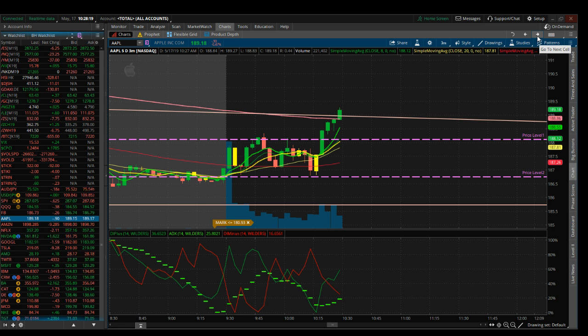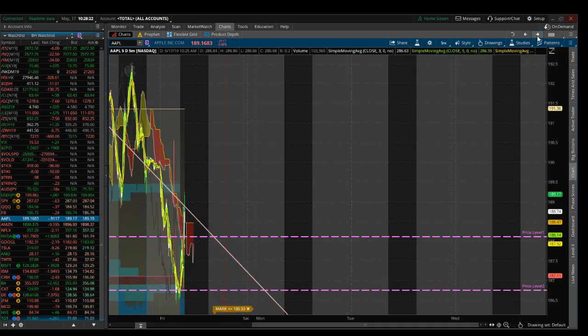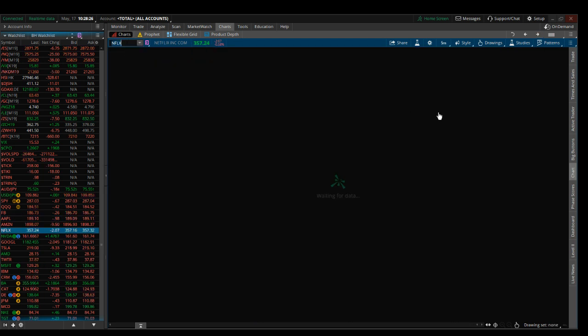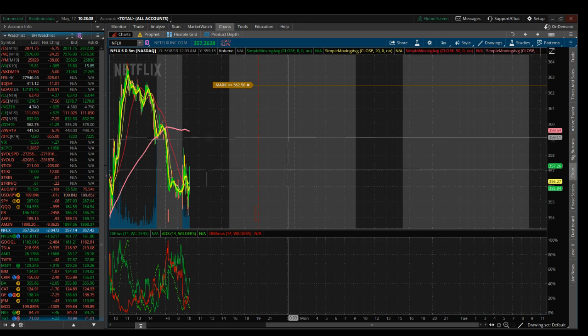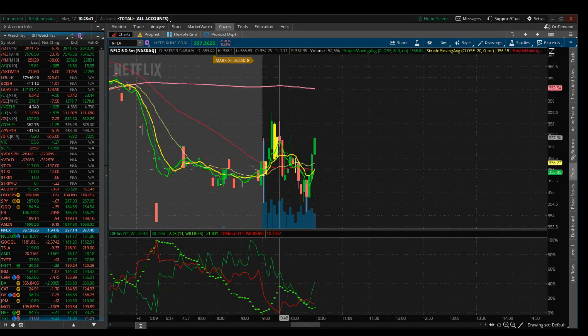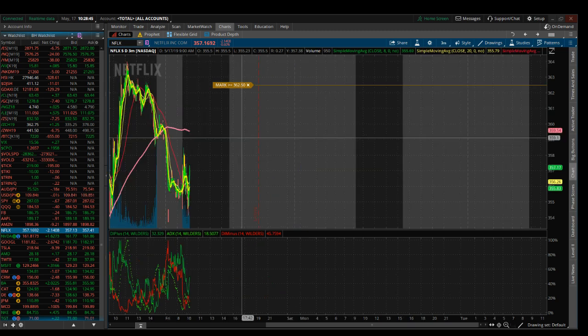Amazon is coming back. It's 1898 right now. Netflix. Starting to. Netflix actually looks pretty interesting. So if you use a 15 ORB on this... So that's your 15 ORB level, right? Because it contained all that information.